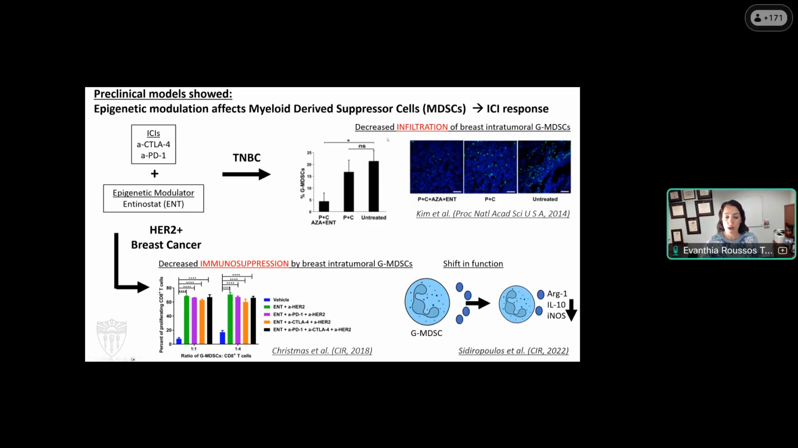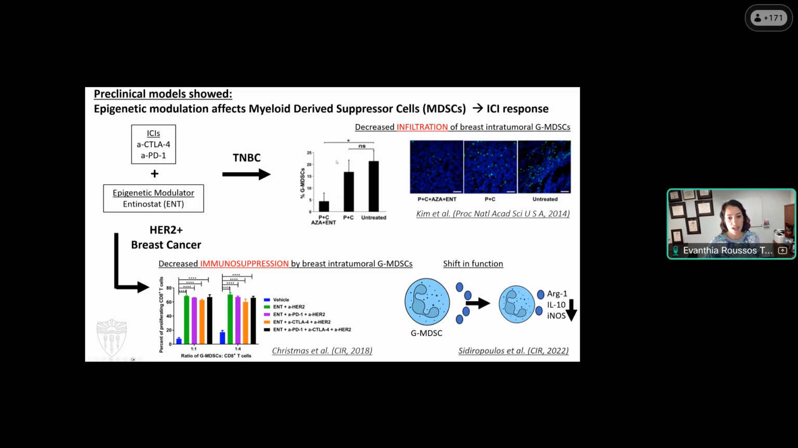to improve checkpoint response. The preclinical models showed that when you combine this epigenetic modulator, specifically the HDAC inhibitor, histone deacetylase inhibitor, entinostat, which is a class 1 HDAC inhibitor, you can really target these myeloid-derived suppressor cells. And when you give that particular drug with dual checkpoint inhibition, anti-CTLA4 and anti-PD-1, you can see a much more robust response in these preclinical models of breast cancer.